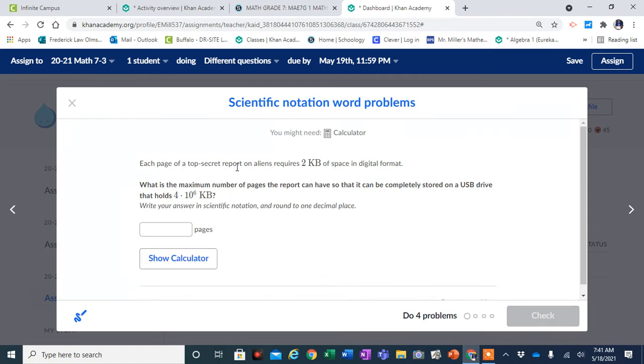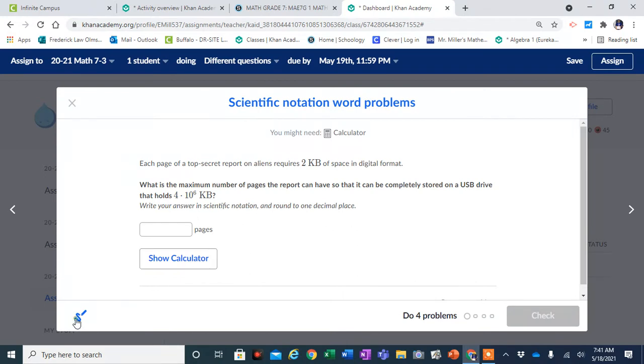Each page of a top secret report on aliens requires 2 kilobytes of space in digital format. What is the maximum number of pages the report can have so that it can be completely stored on the USB drive that holds 4 times 10 to the 6 kilobytes? Write your answer in scientific notation and round to 1 decimal place.